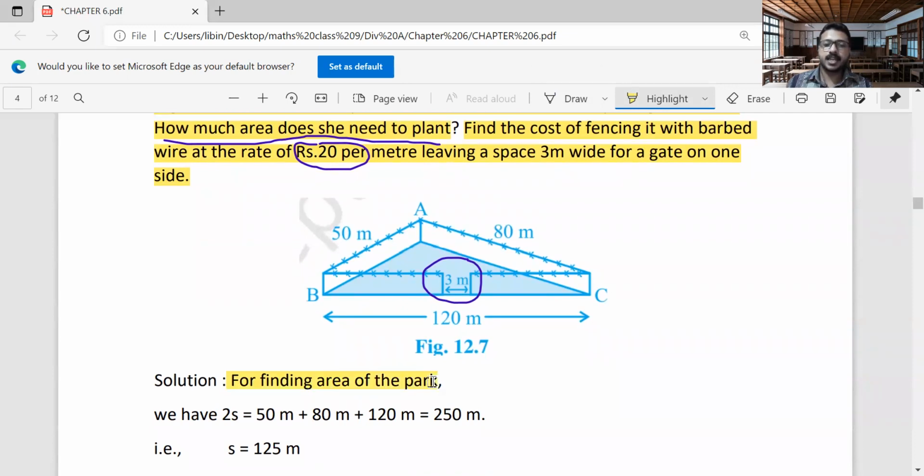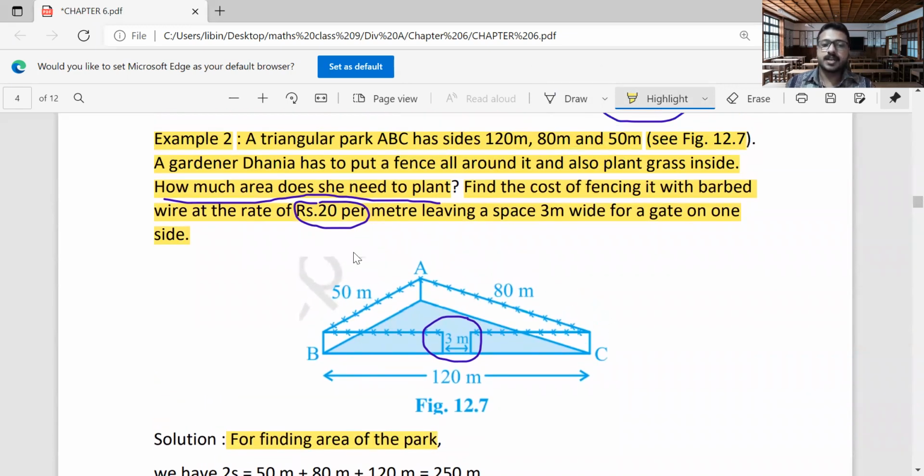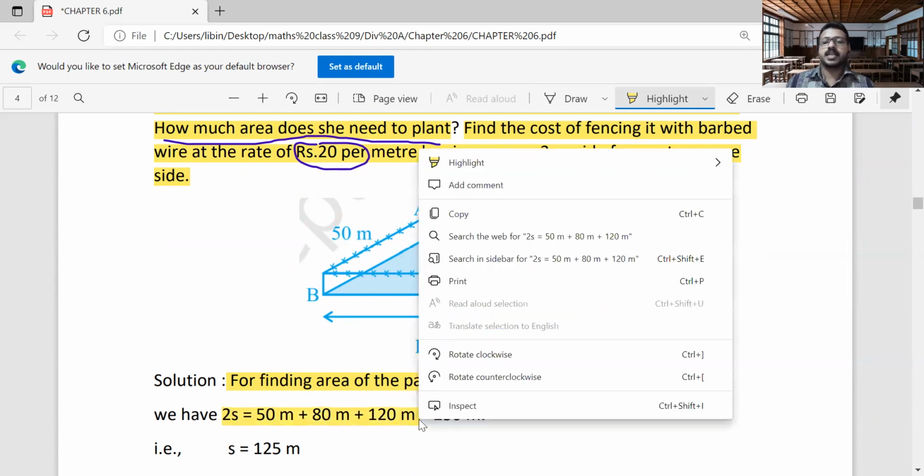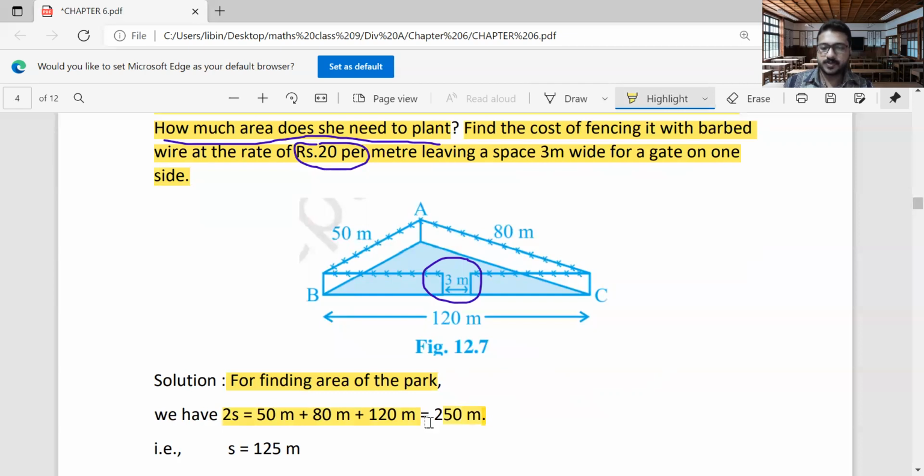For finding the area of the park, we are given 2s, that is 2 times the semi-perimeter, meaning the sum of all those parts, that is 50 plus 80 plus 120, which is equal to 250 meter. Therefore, semi-perimeter will be 125 meter. Clear? Now, this is the semi-perimeter.